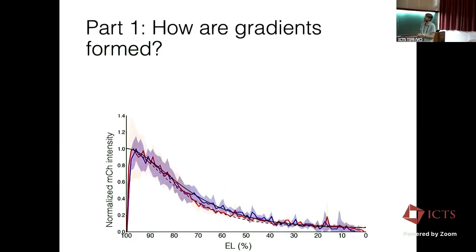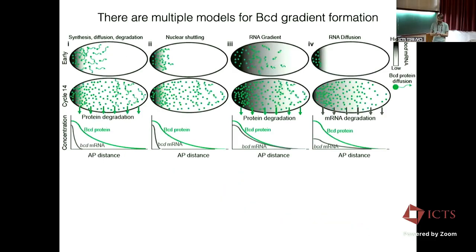So first off, how are the gradients formed? This work was originally motivated because there are multiple models being proposed for how the bicoid gradient forms. The original one, the synthesis diffusion degradation, or SDD model, was simply that you have bicoid production in the anterior, it diffuses through the embryo, and then there's some degradation to control number. That gives you a nice exponential profile, with the bicoid mRNA being localized at the anterior pole.